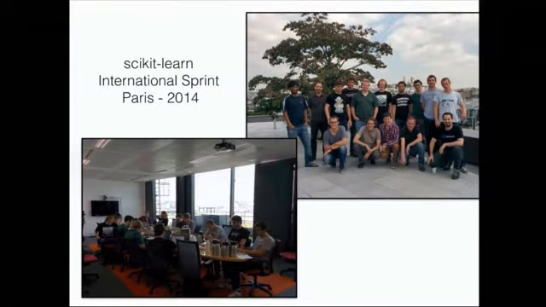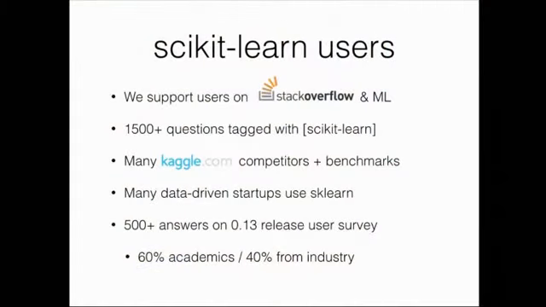So we use GitHub, but sometimes we also meet in real life. So we organize one sprint each year. This year it was at Criteo in Paris. And we were like 15 people or something. But there are many more core contributors.